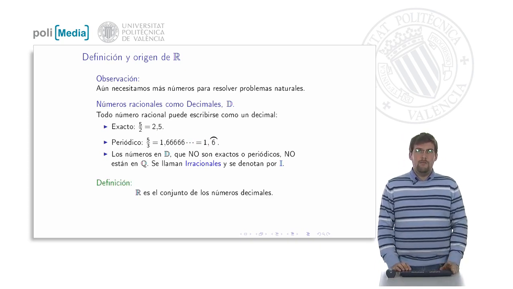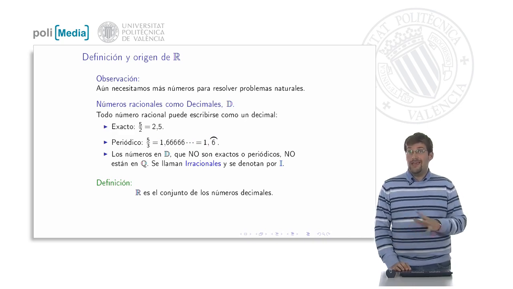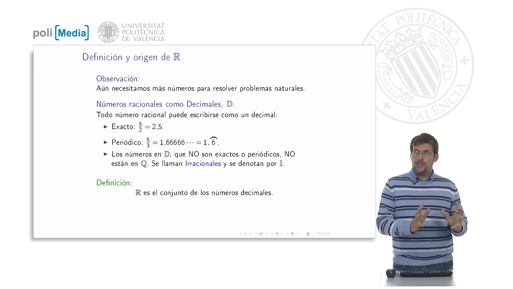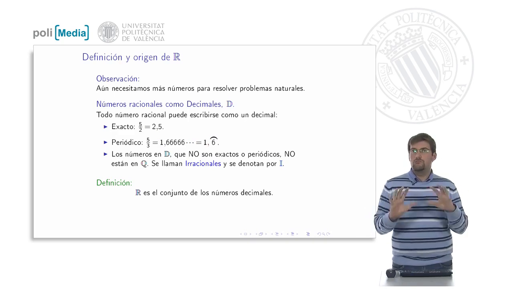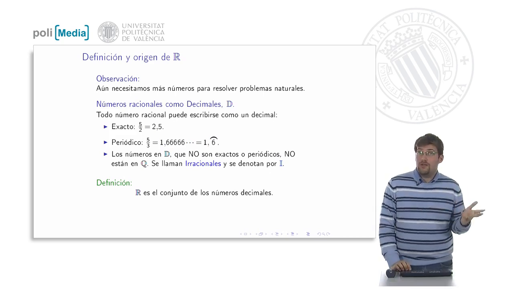What is our definition of the real numbers? Well, for now and for practical interest, the real numbers are exactly the decimal numbers. In other words, the rational numbers and the irrational numbers together. All their decimals are what make up the real numbers. Then, given a real number, it can be either rational or irrational.